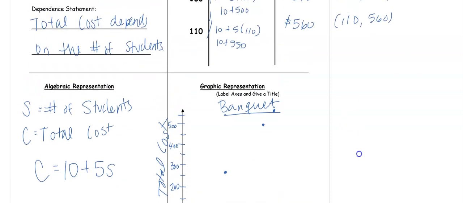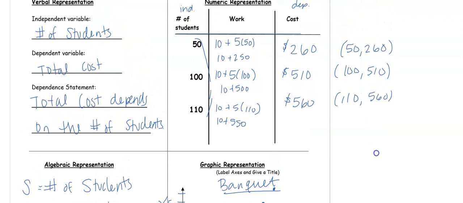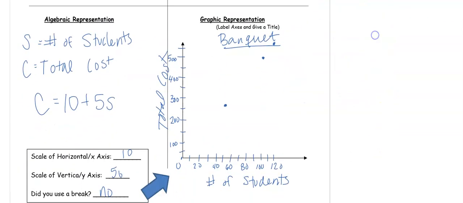Okay, one thing that we can recognize is that if they were to place this order, it was a $10 fee to place the order. So if 0 people came, it'd be like $10. So we could start this graph all the way down here.